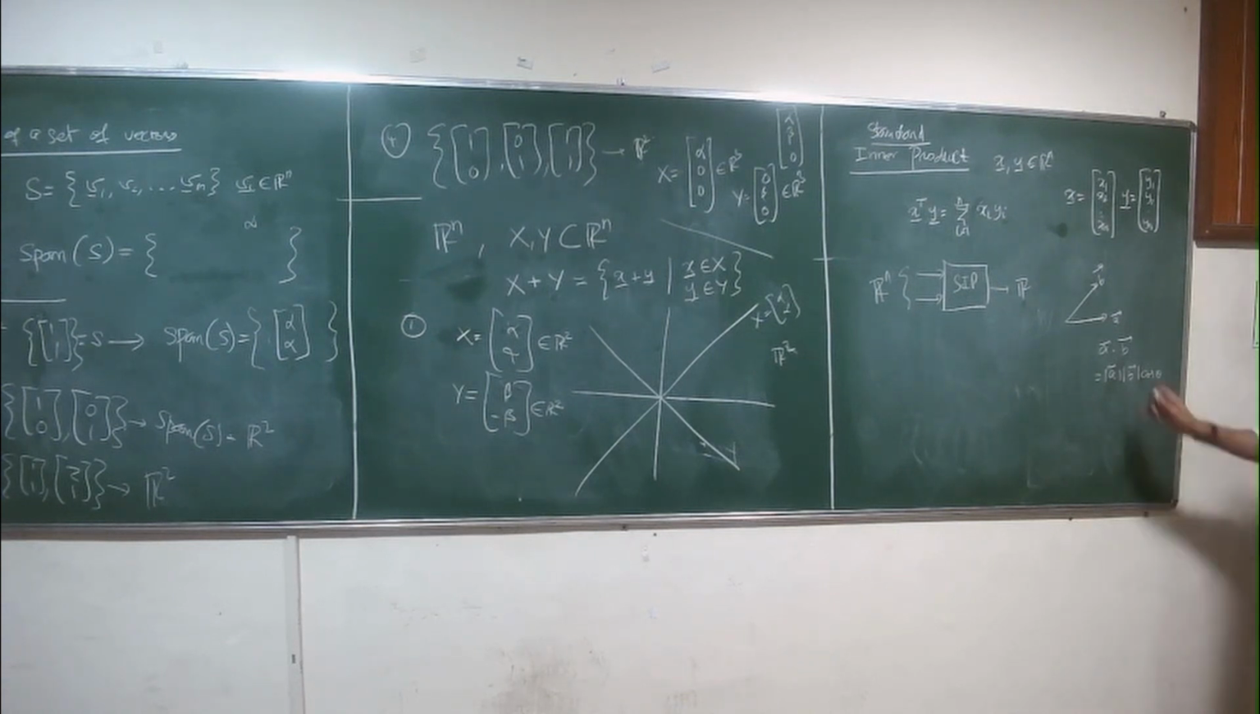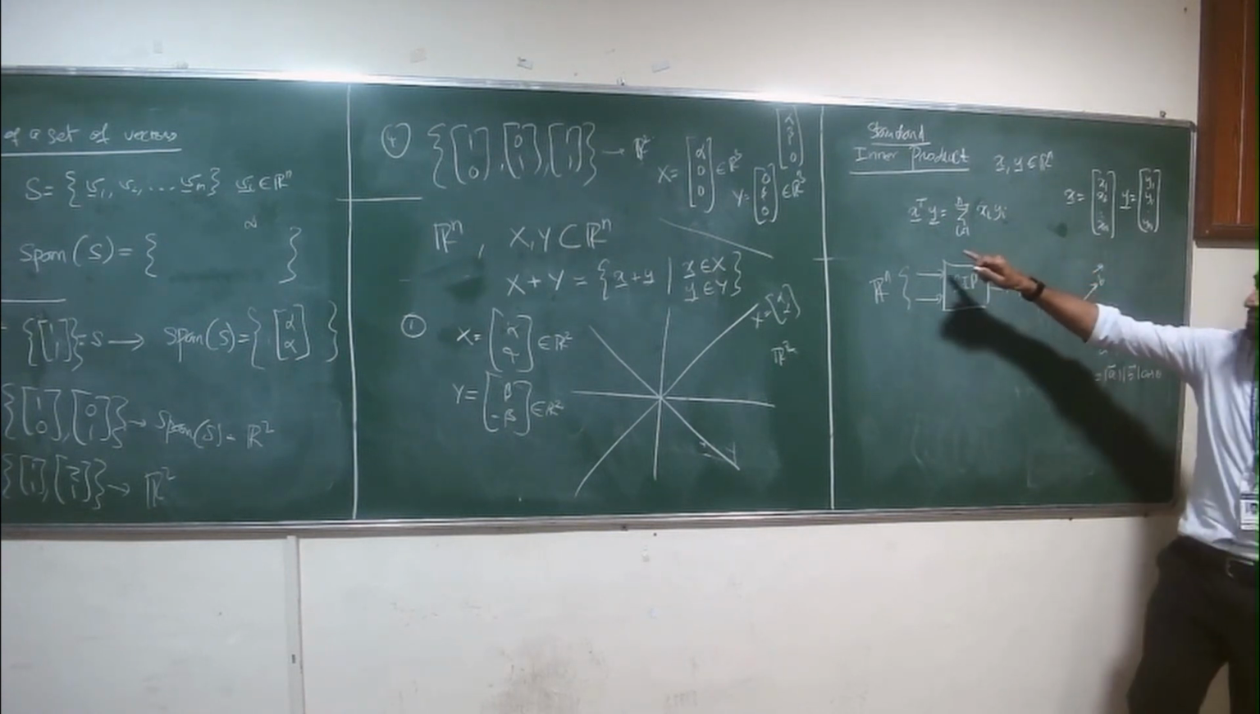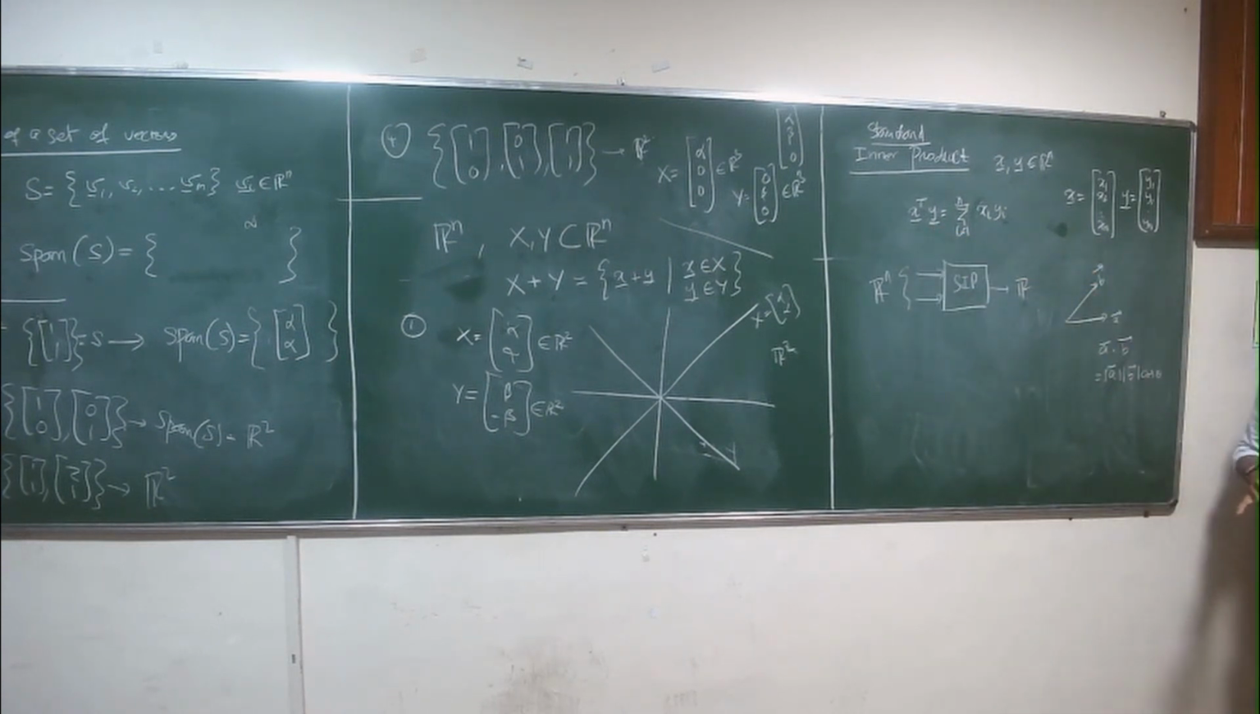Sure. It is used as a similarity measure, like the standard inner product is used as a measure of similarity between two vectors. It's somehow related to the projection of one vector onto the other. Do you know? See, when will this dot product be 0? When theta is 90.